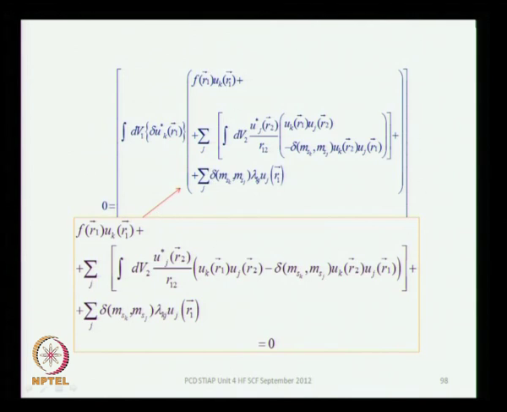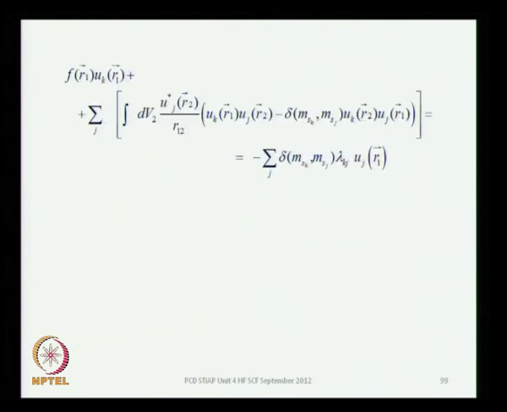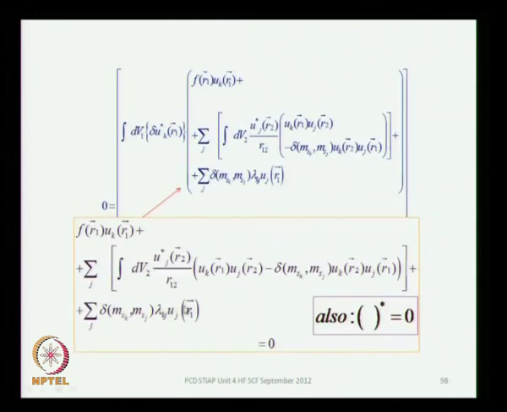There is a term corresponding to the complex conjugate which must also vanish, right. The corresponding complex conjugate term would also vanish, and if this is equal to 0, I take this term to the right side with a negative sign. That is what I have done in the next slide.